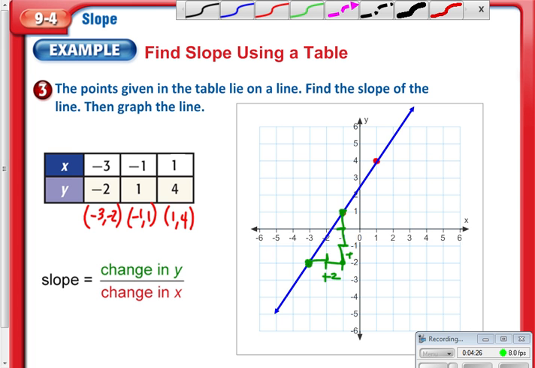When I move up, that's a +3. So my slope, m, is rise over run. My rise, up and down, is 3. My run is 2. So my slope in this problem is 3/2.